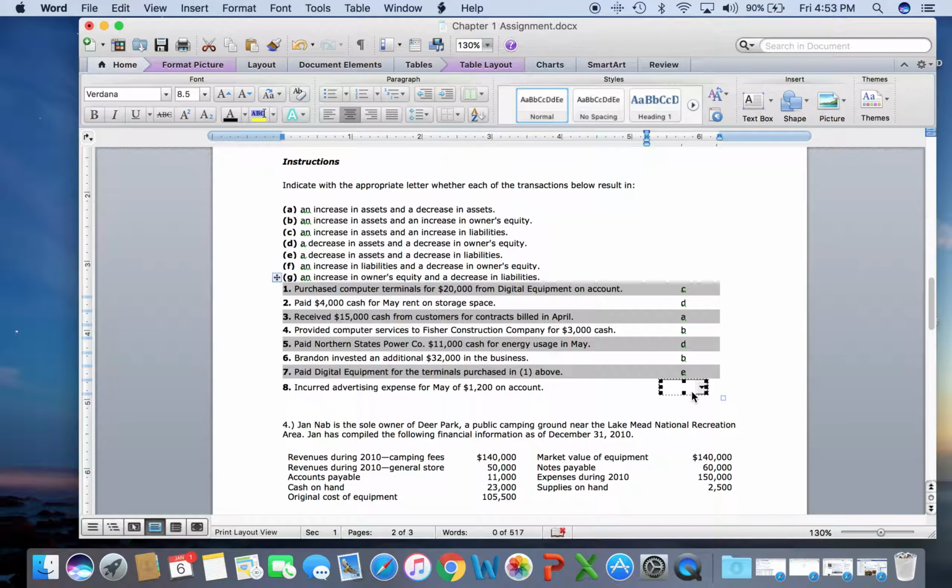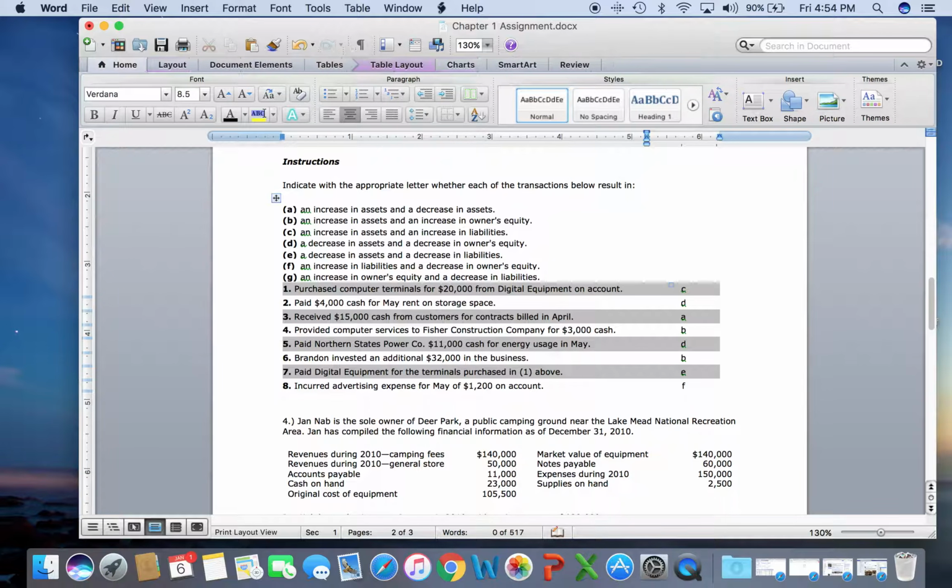Okay. The last one here says you incurred advertising expense for May of $1,200 on account. So first of all, if it's been incurred, not yet paid, it's going to increase your liabilities. But it also is an expense, so it decreases your owner's equity. So it'll be F, an increase in liabilities and a decrease in owner's equity because you incurred it, so your liabilities went up. But since it's an expense, your equity went down. So that'll be F.